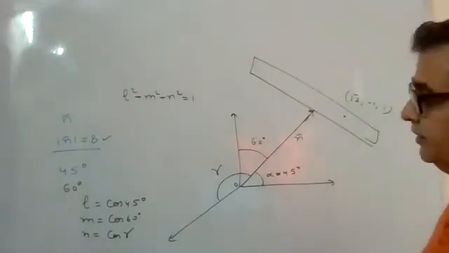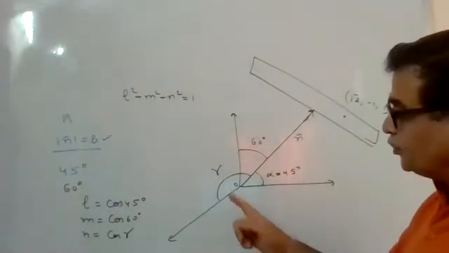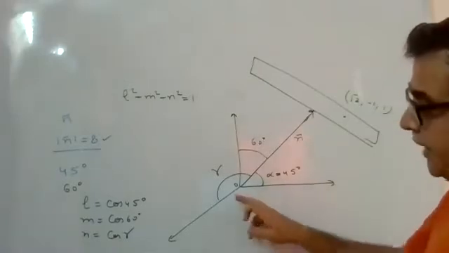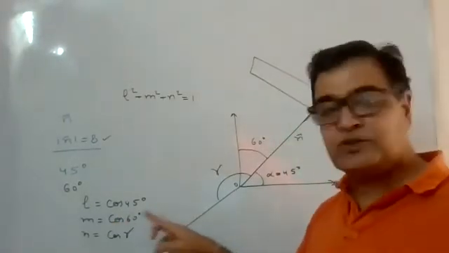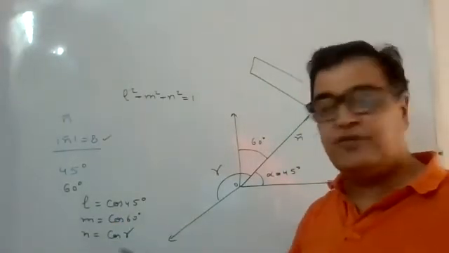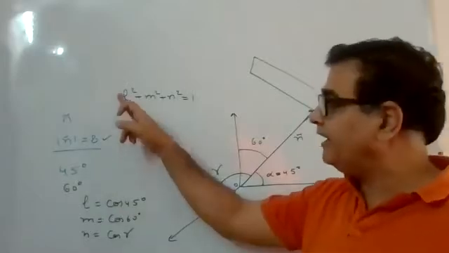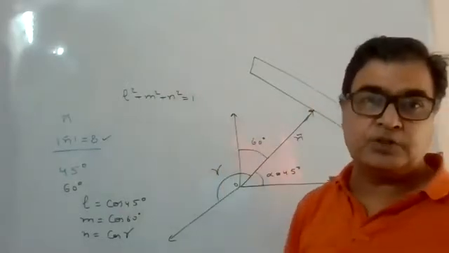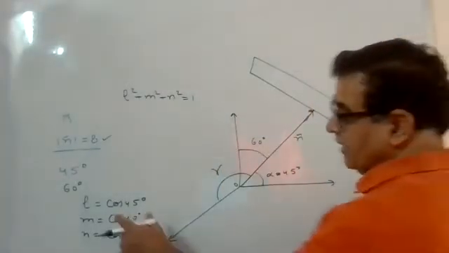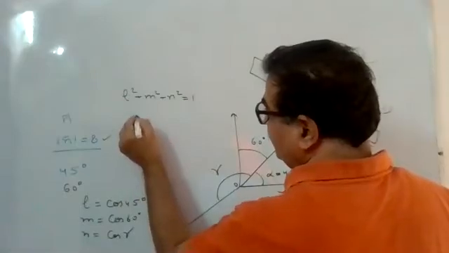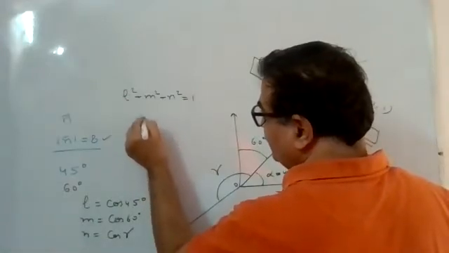So for that I told you first we should calculate gamma. To get gamma, first we'll write l is cos 45, m is cos 60, n will be cos gamma. These are l, m, n, and then you know l squared plus m squared plus n squared is 1. l will be cos 45, cos 45 means 1 by root 2, whole squared.